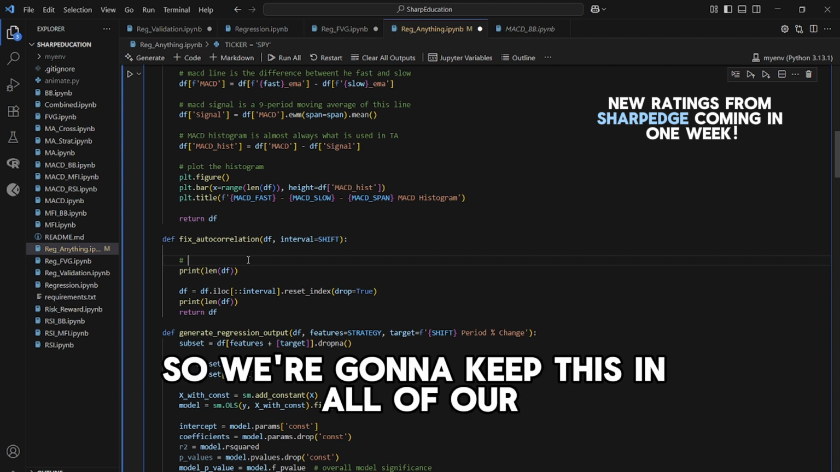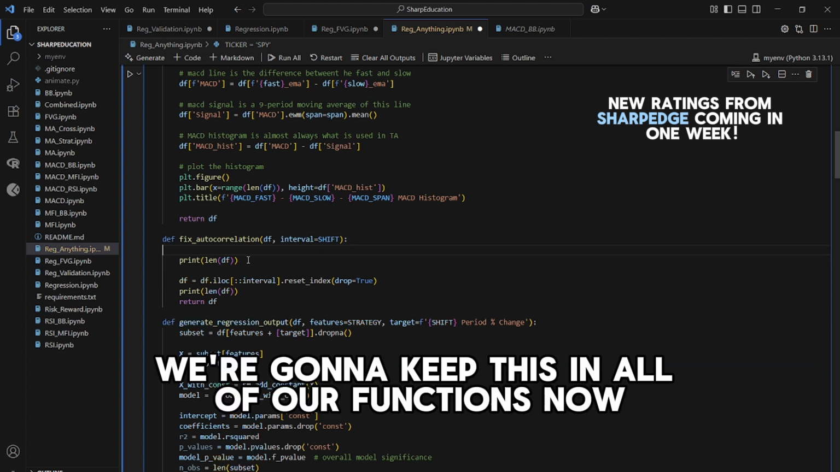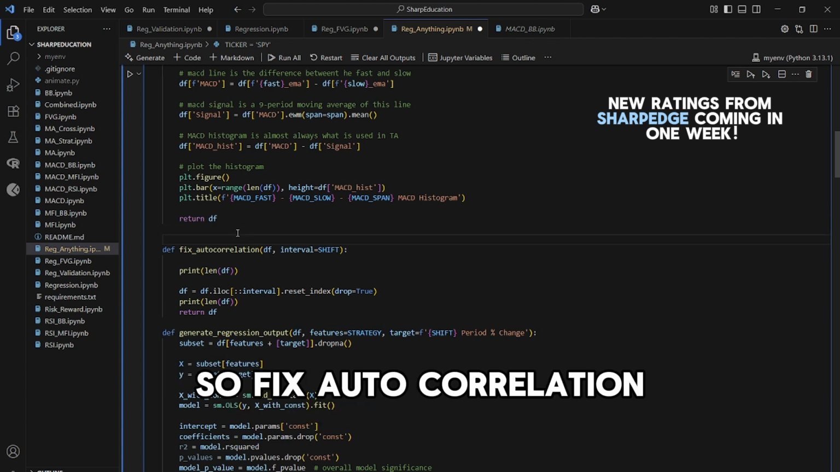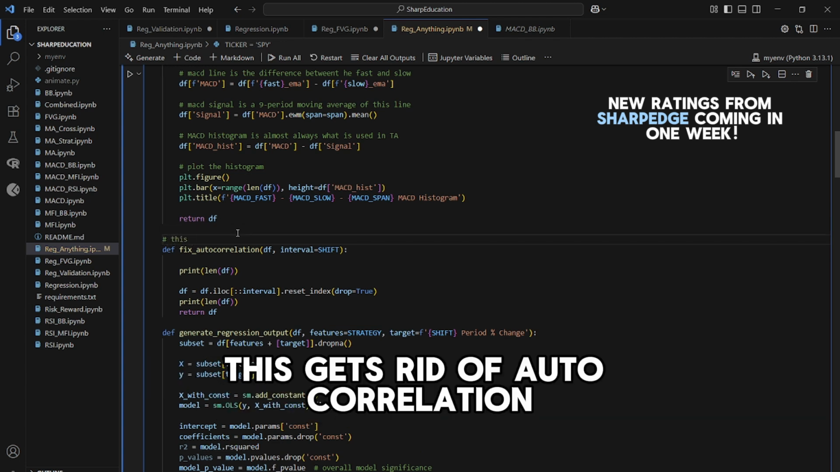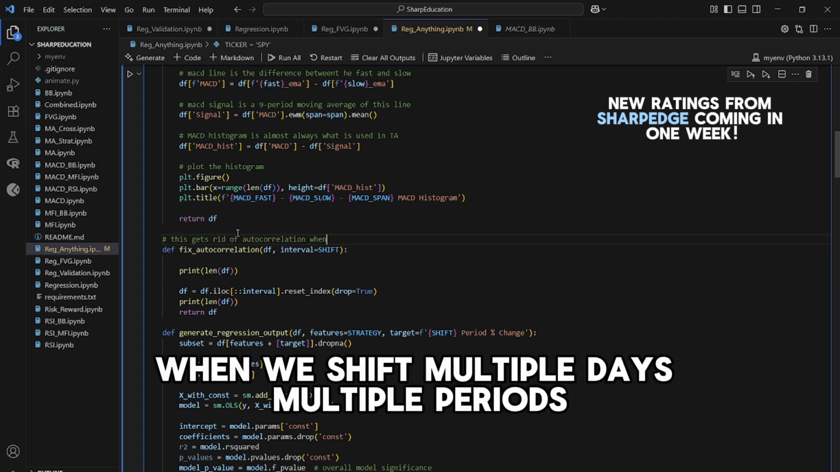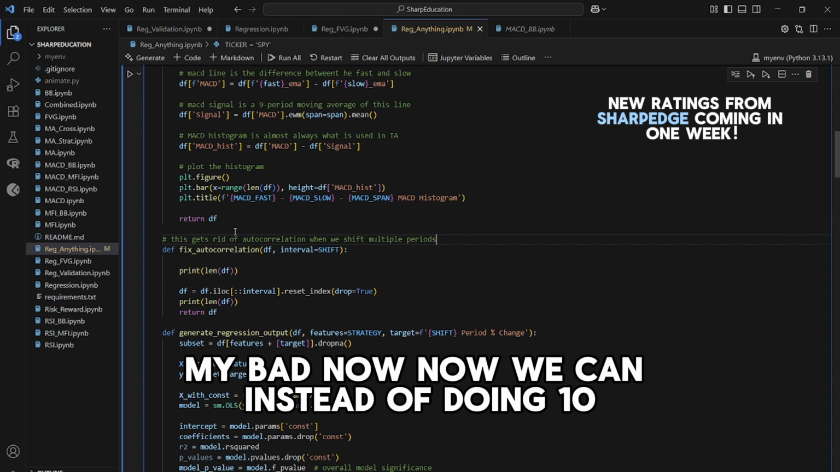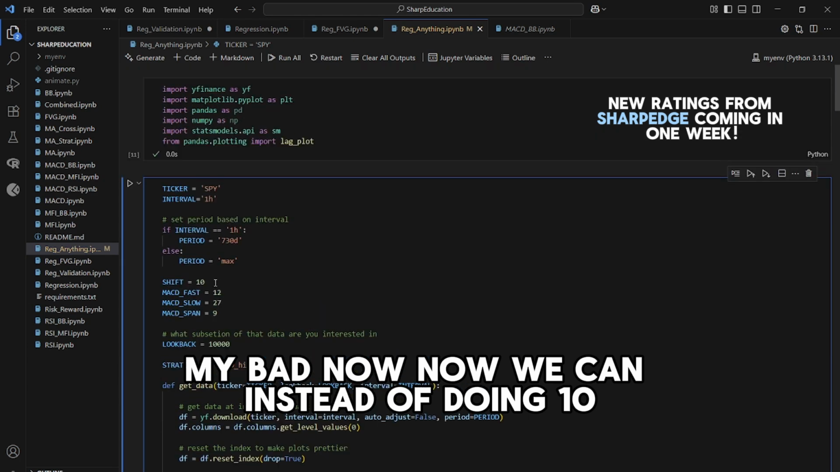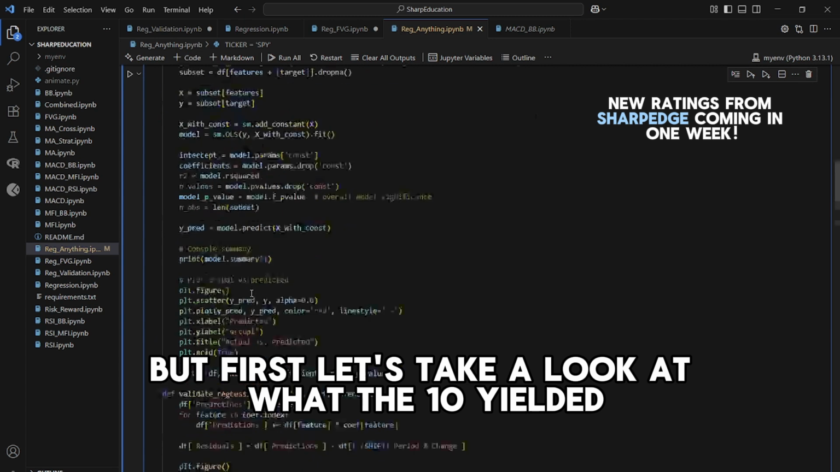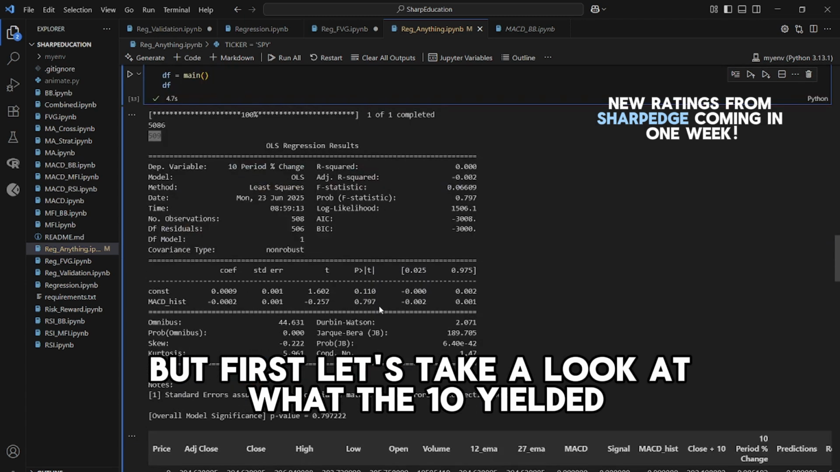So we're going to keep this in all of our functions now. So fix autocorrelation. This gets rid of autocorrelation when we shift multiple days, multiple periods, my bad. Now we can, instead of doing 10, but first let's take a look at what the 10 yielded.